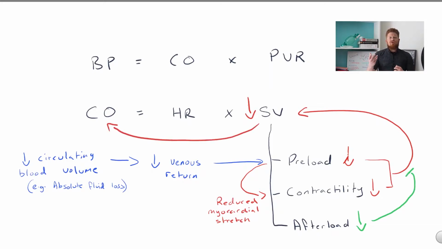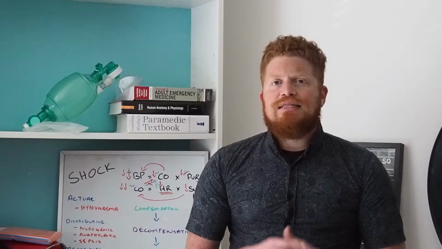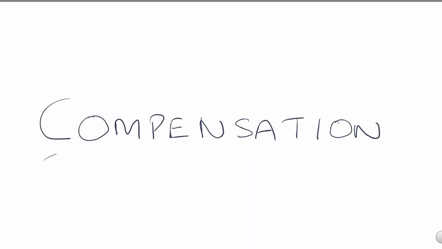This reduction in stroke volume means that over the span of a minute, we have a reduction in cardiac output. And if we take that further, a reduction in cardiac output means that we have a reduction in blood pressure. This is where the stages of shock start. So the first stage of shock is called compensation.